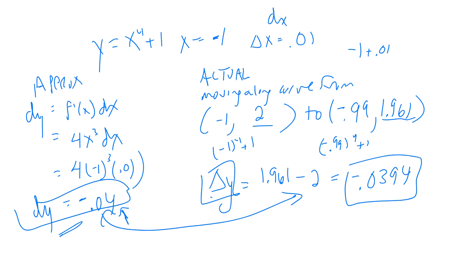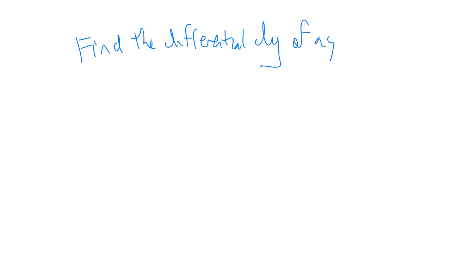The next type of problem is actually sort of a subset of what we were just doing. And that is, you're asked to find the differential dy of a given function. And to do that, we're basically going to use the idea that dy equals the derivative times dx. This is just where you're not actually using a specific point. You're just finding the differential.